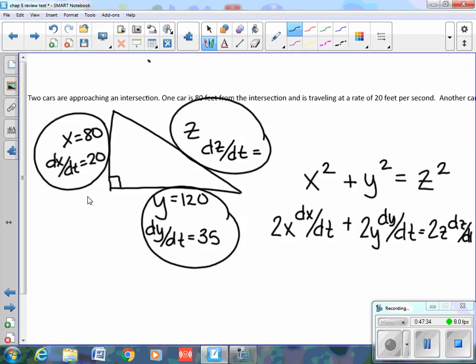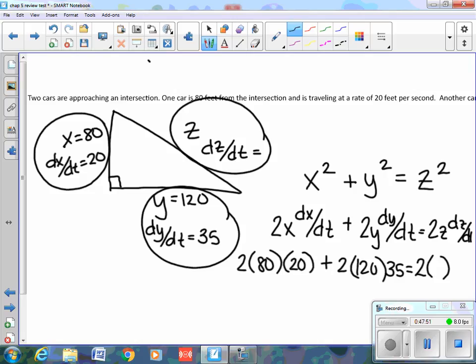So, in place of x, I'm going to put 80. In place of dx dt, I'm going to put 20. In place of y, I'm going to put 120. In place of dy dt, I'm going to put 35. And then I have a 2, and then I still have these guys to fill in, correct? Well, we have 2 missing unknowns in this problem. And if you read it, we're supposed to find the rate of something changing. So this is the one that we need to find.